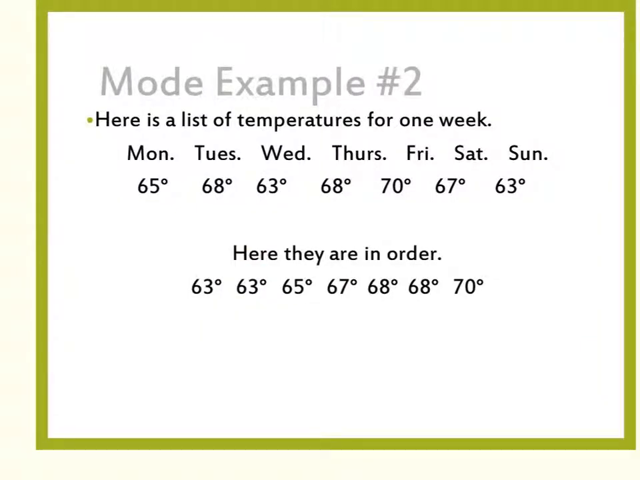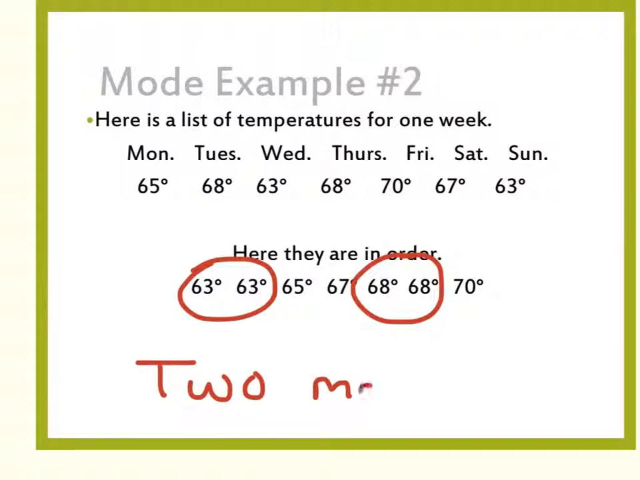In the second example, we've got different temperatures for the week. And when they're in order from smallest to largest, we can see that there are 2 numbers that are used twice each, 63 degrees and 68 degrees. When you get a situation like this, you actually end up with 2 modes. One is 63 degrees and the other one is 68 degrees.